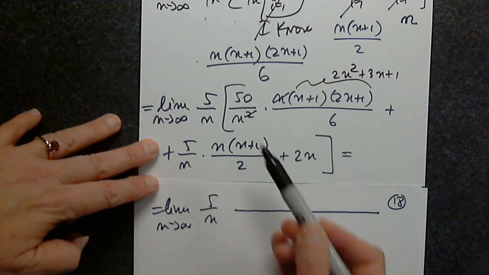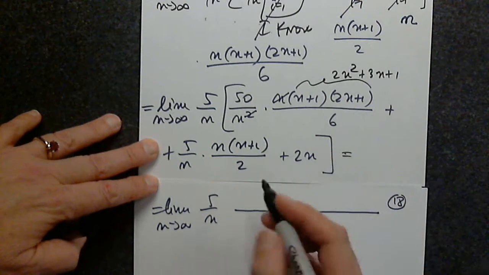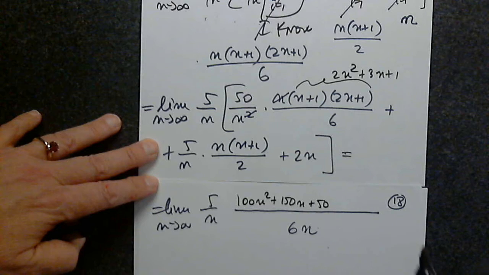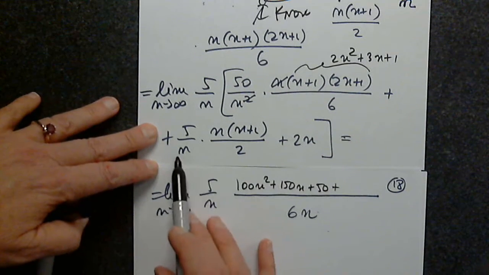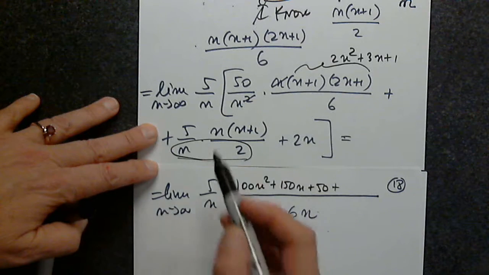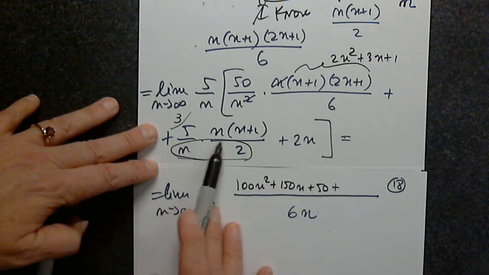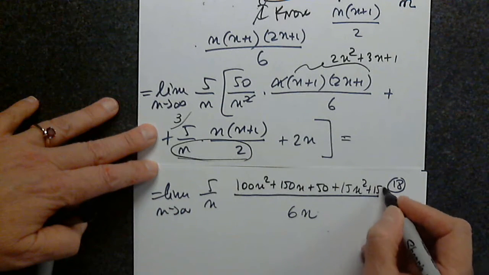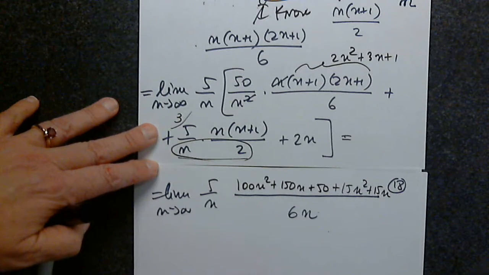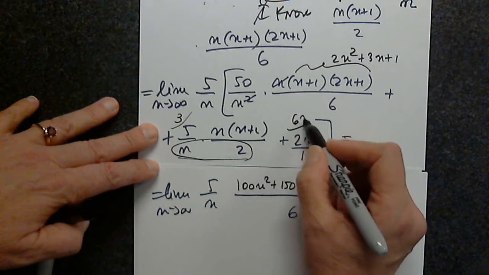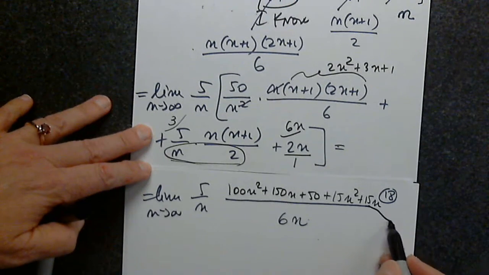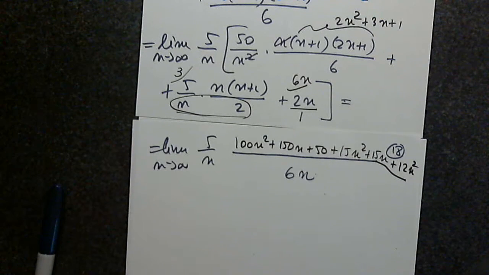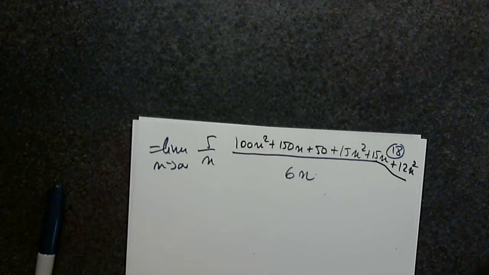6n is the least common denominator. I have to multiply 50 by these three: 100n squared, 150n plus 50, plus. The denominator here is 2n, so I need to multiply by 3. So I have 15 to be distributed to n squared and to n, so plus 15n squared plus 15n. This one has denominator 1, so I have to multiply by 6n. So plus 12n squared. Excellent. So we are even closer now. Yes, after 3 pages, I know.